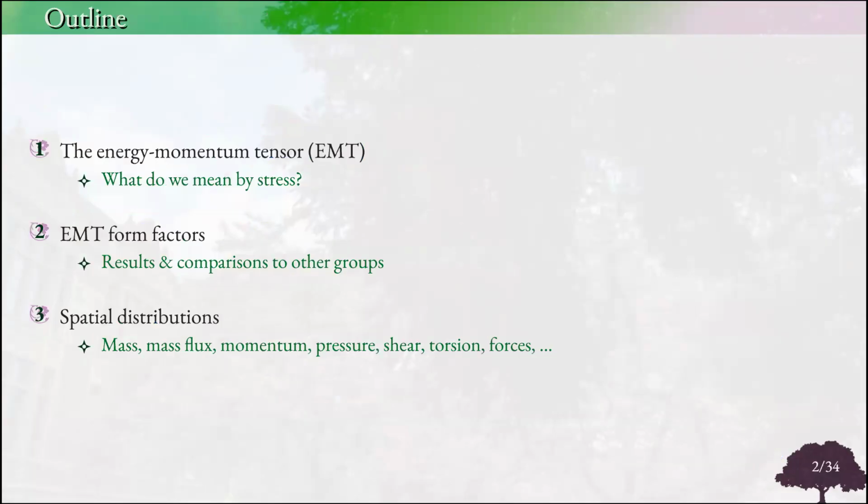So this seminar is going to be divided into 3 sections. I'm going to review some basics of what the energy momentum tensor and what stresses are. Then I'm going to show results for the form factors of the energy momentum tensor. Not just our results, but comparing to previous results where they exist. And then I'm going to talk about spatial distributions of stress, as well as some other properties that we get for free by looking at the energy momentum tensor, like mass distributions. This is actually the coolest part. The plots look pretty cool in my opinion.